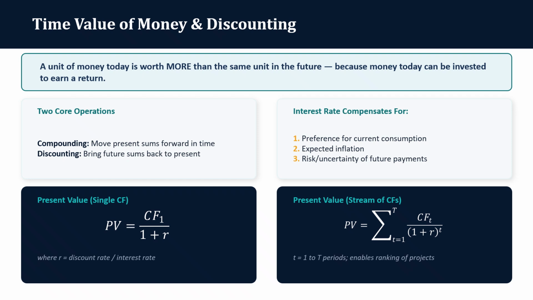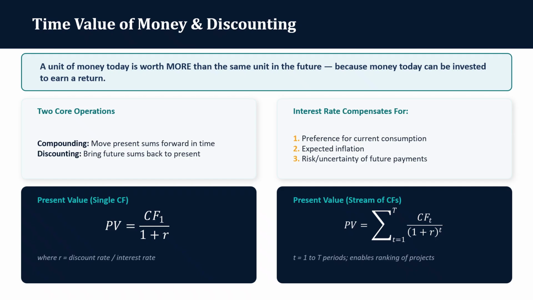Now, discounting is the opposite. It means taking a future sum of money and bringing it to today's value using a discount rate. Say someone promises to pay you 1,100 rupees 1 year from now, and the appropriate interest rate is 10%. So the present value of the future payment is 1,100 divided by 1.10, that is 100% plus 10%, which is 1,000.